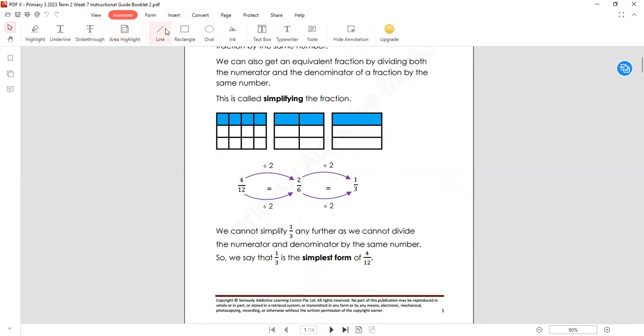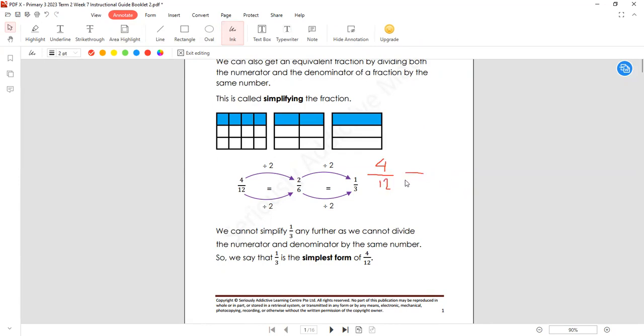Early on, when we did equivalent fraction, we used multiplication. Now we use division. So remember, multiplication, you must multiply by the same number. Division, it must be dividing by the same number as well. Some may find it a bit harder, but we see, okay, even number, so maybe you can try dividing by 2. 12 divided by 2 equals 6. 4 divided by 2 will equal 2.